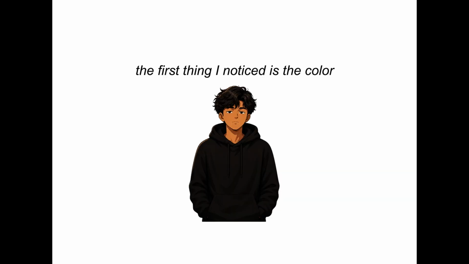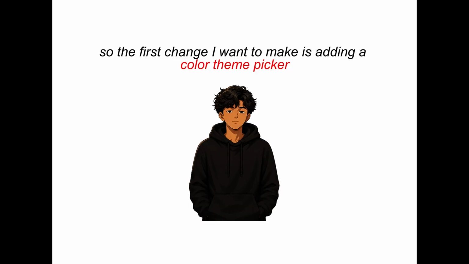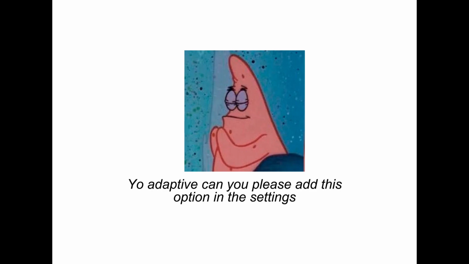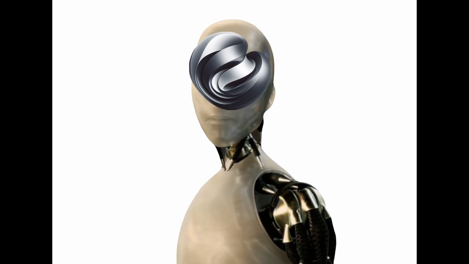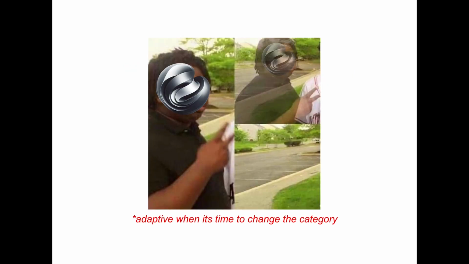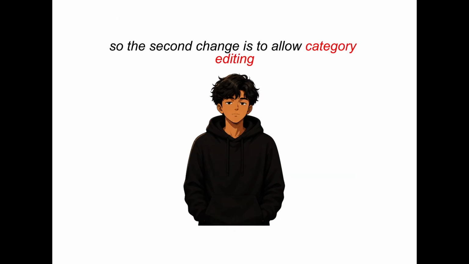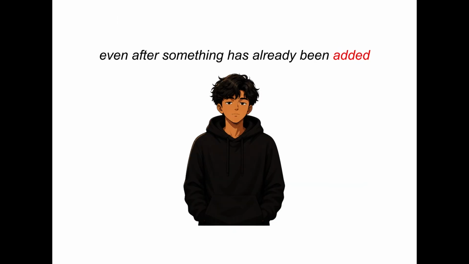The first thing I noticed is the color. The app works, but the design feels a little too bland. So the first change I want to make is adding a color theme picker inside the settings tab. Now the second problem is that when I add something like a task, deadline, event, or reminder, I can't change its category after it has already been added. So for example right here, I added a task, but I actually wanted to add an event and I can't change it now. So the second change is to allow category editing even after something has already been added.